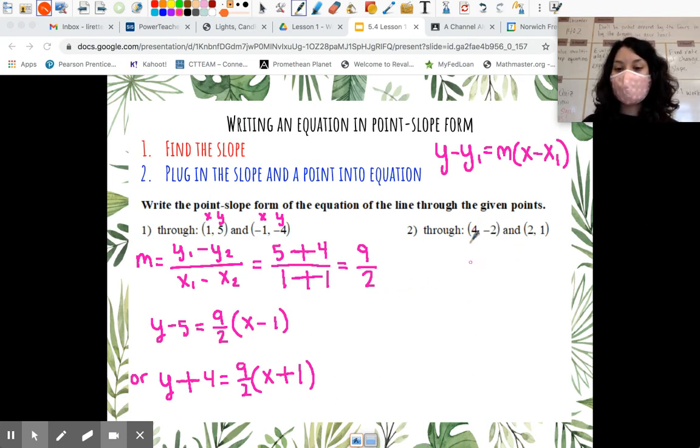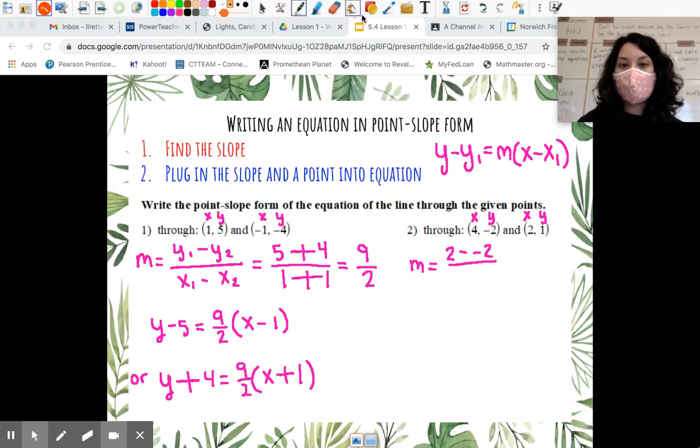Let's take a look at the next one. Here's an x, here's a y. Here's an x, here's a y. I need to substitute into my formula for slope. It doesn't matter which y value I start with. I could start with the second one if I wanted to and do 2 minus negative 2. If I started with the positive 2, oh, I just made a mistake.